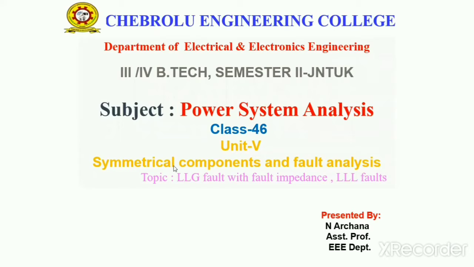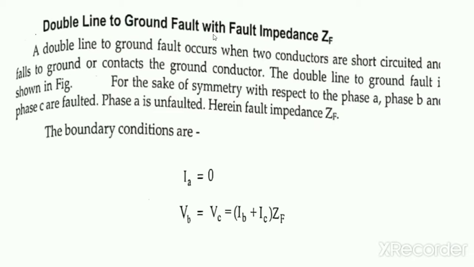Now in the present class, we discuss the fault current equations for double line to ground faults with fault impedance, and also the triple line faults. First, the double line to ground fault with fault impedance, that is ZF. A double line to ground fault occurs when two conductors are short circuited and the ground conductor is connected to the fault impedance ZF, as shown in the figure.